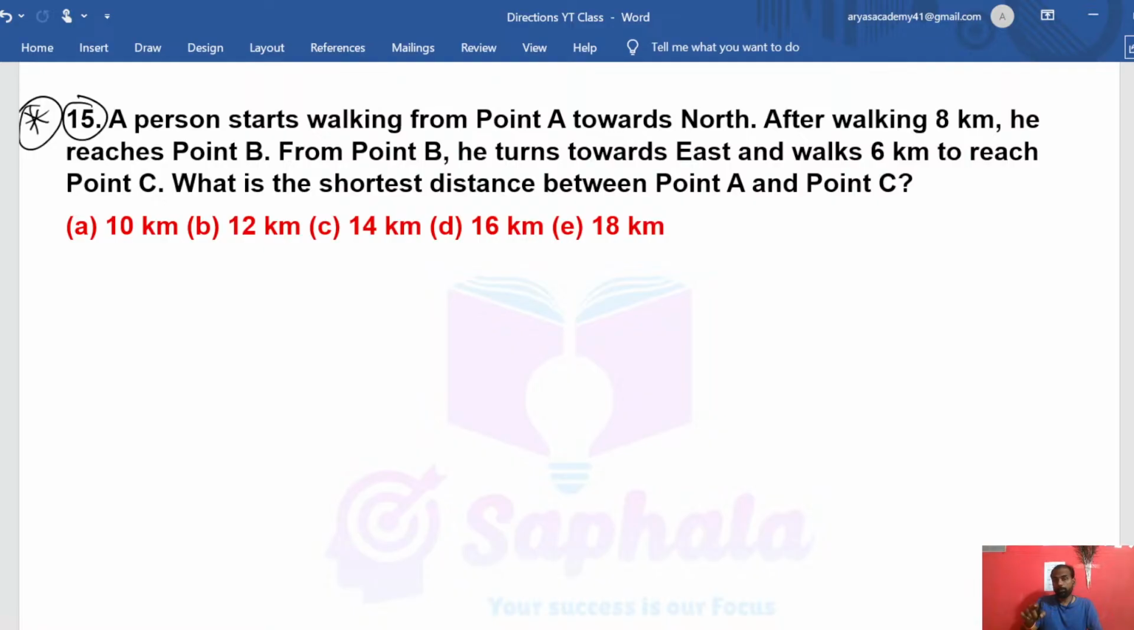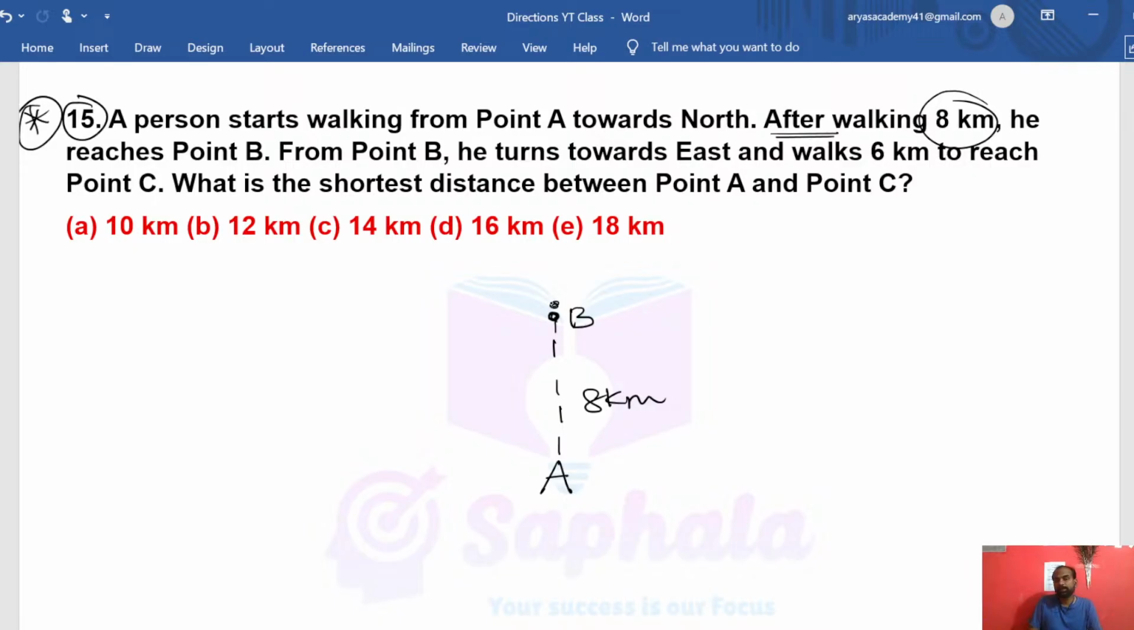So, a person walking from point A towards north. We don't know exactly where point A is, so I'm assuming point A to be here, and I have to go towards north. And then what is the sentence given? After walking for 8 kilometers, means I have started from A and I am moving towards north, and I have gone for 8 kilometers. After walking for 8 kilometers, he reaches point B. From point B, he turns towards east.